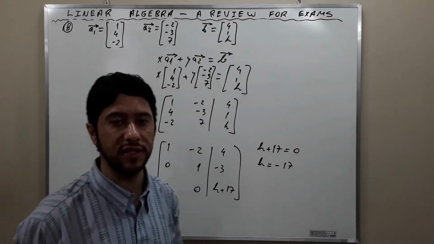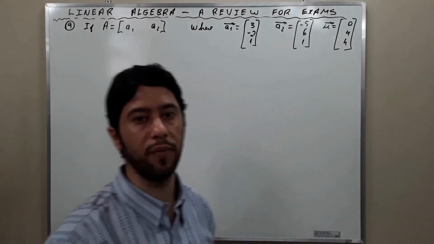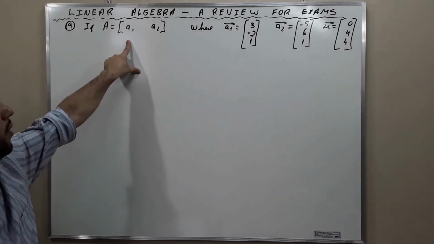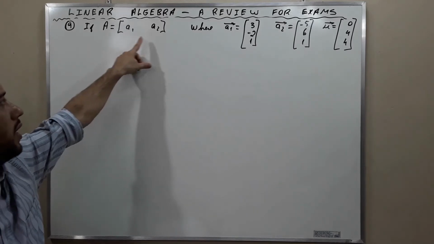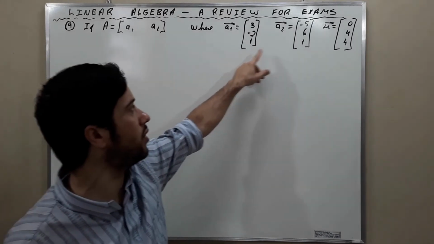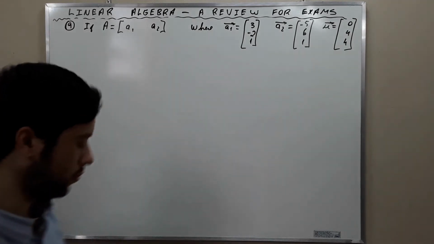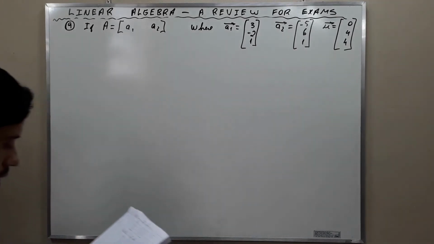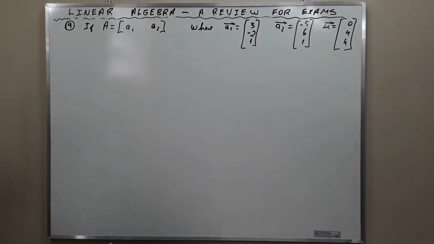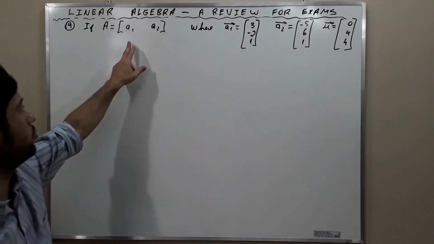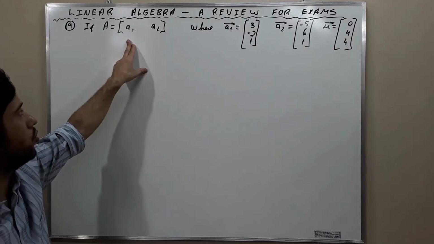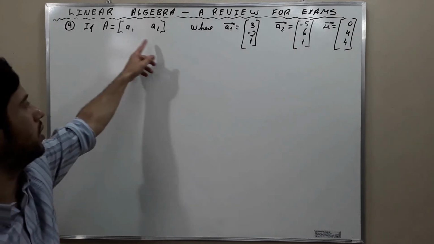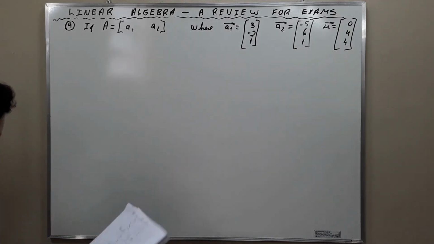Let's go to exercise 9. Topic number 9. If matrix A is composed of these two vectors, vectors A1 and A2, where A1 is this vector and A2 is this vector, determine whether the vector U is in the plane spanned by the columns of A. We want to assess whether the vector U is spanned by the columns of A, okay? Vectors A1 and A2. And let's go to the solution.